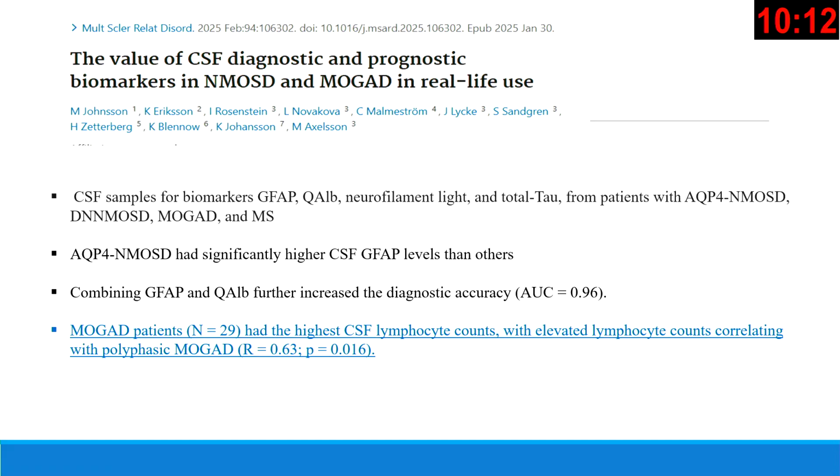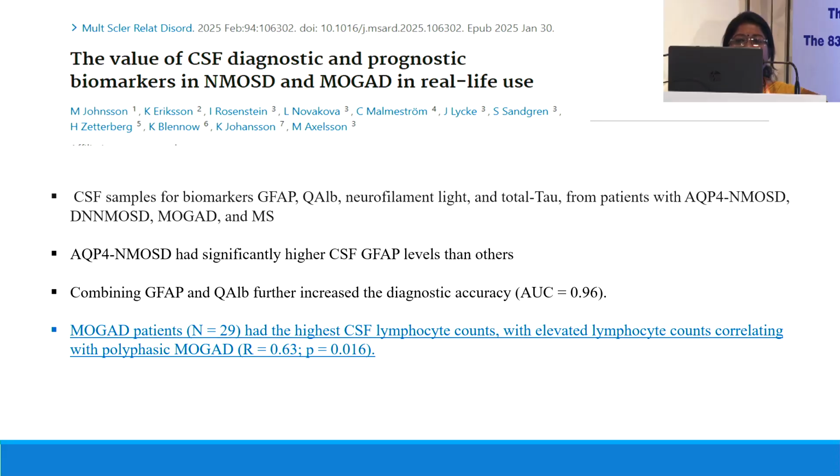And this study evaluated the various CSF markers in NMO and MOGAD and tried to imply their clinical use. These CSF samples were analyzed for GFAP, the albumin quotient, and all these other markers, and they found that MOGAD patients had high CSF lymphocyte counts, particularly correlating with a polyphasic event. MOGAD can even have multiple relapsing events, unlike the children where they will have more of an ADEM presentation.